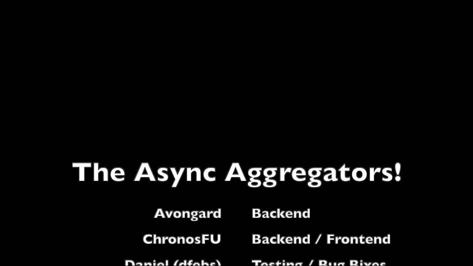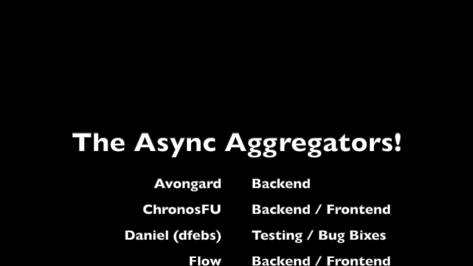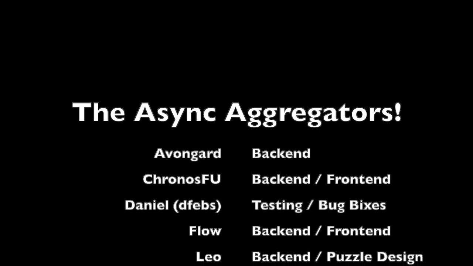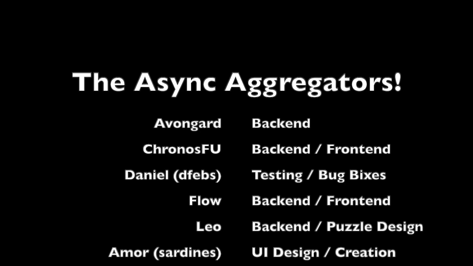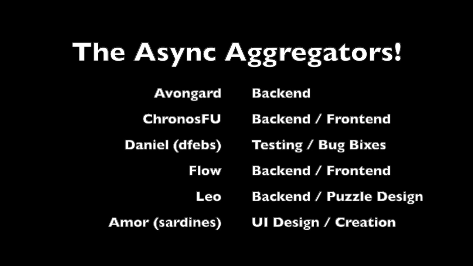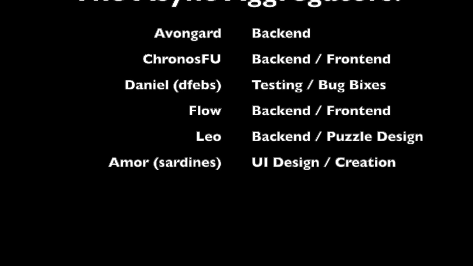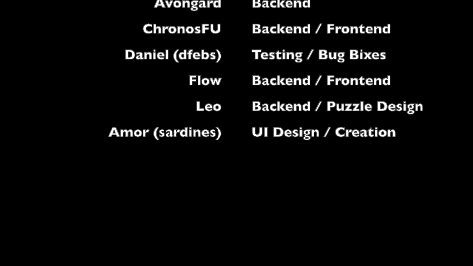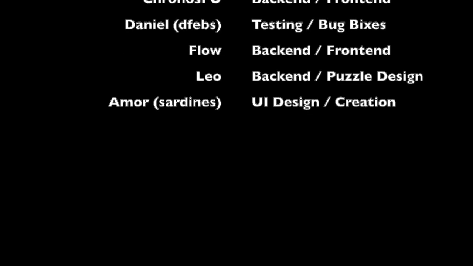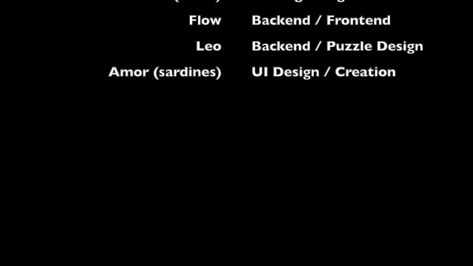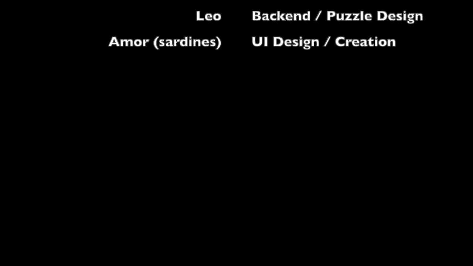The Async Aggregators consisted of 6 team members, including myself. The first being Avongard, who worked on back-end functionality with a large focus on the complex motion editing functions. Chronos specialized in wiring up the UI to the back end. Then coming next is dfebs, which is myself. I focused more on testing, bug fixing, and general team facilitation. Next up is Flo, who focused on front end and back end. And Leo, who focused on back end functionality and puzzle design. And finally, last but not least, we have Amor, aka Sardines, who focused on UI design and creation.